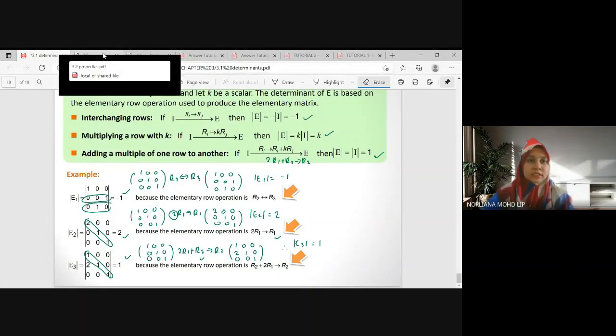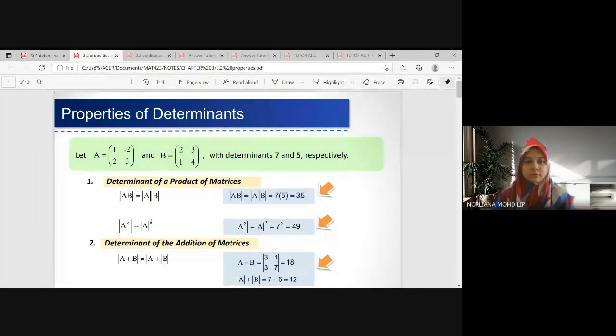Kita tengok properties. Okay, property ni biasanya you all perlu proof lah. Proof left hand side equal to right hand side. Okay, ni 3.2 The property of determinant. Okay, number 1, determinant of a product of a matrix. Determinant of A times B is equal to determinant of A times determinant of B. Just multiply lah the determinant of A times determinant of B.